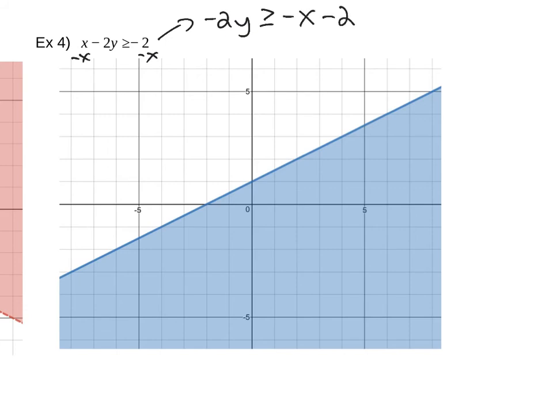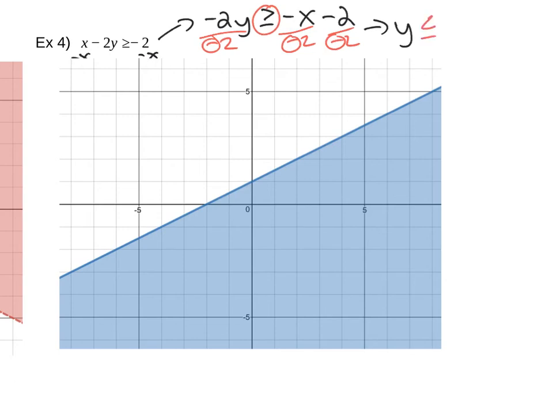Last thing there, to get the y by itself to become graph ready, we divide by -2 on everything. And remember, we just divided by a negative. We have to flip the inequality the other direction. So our slope-intercept form will be y is now less than or equal to.